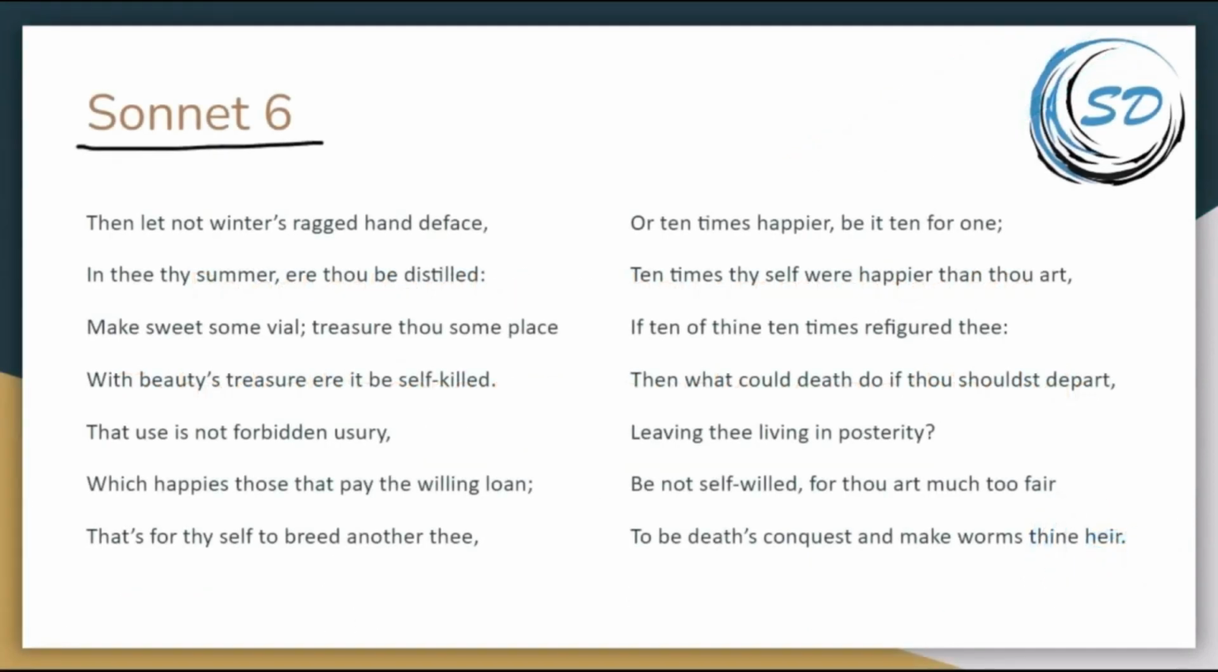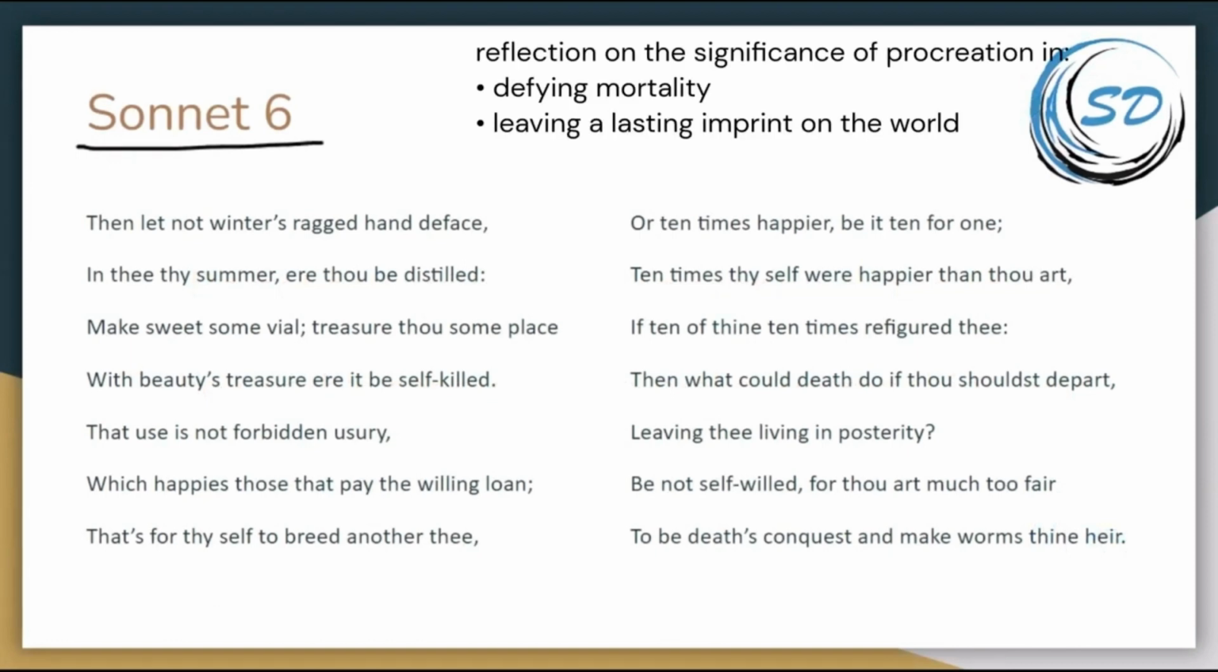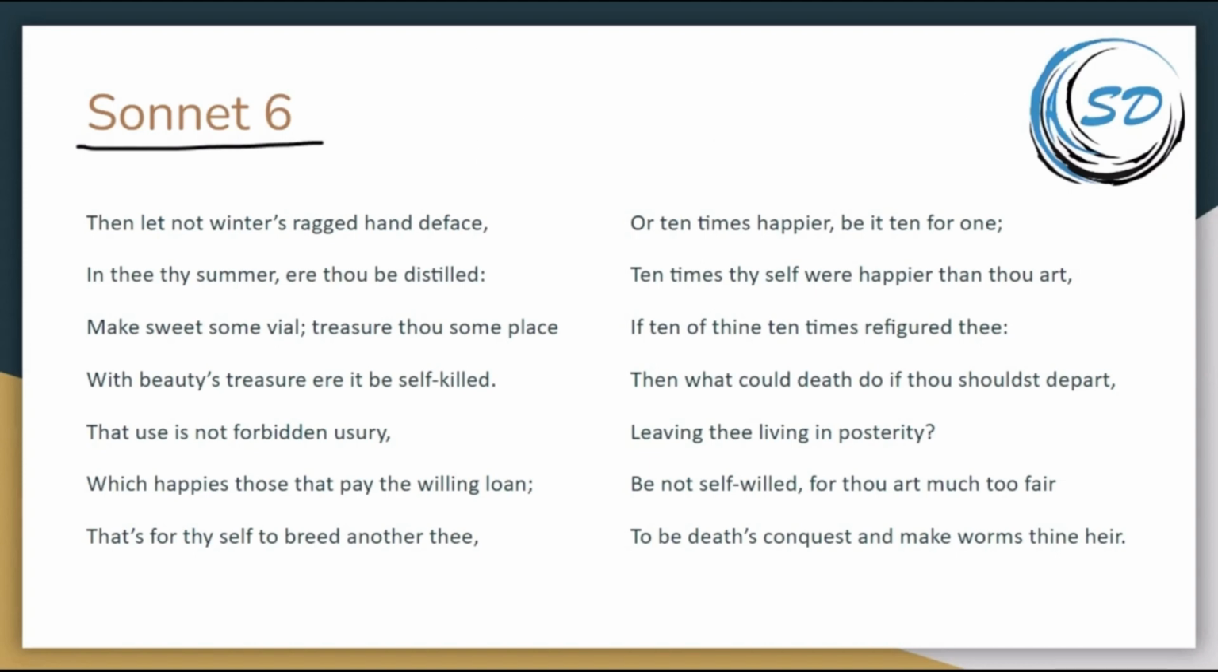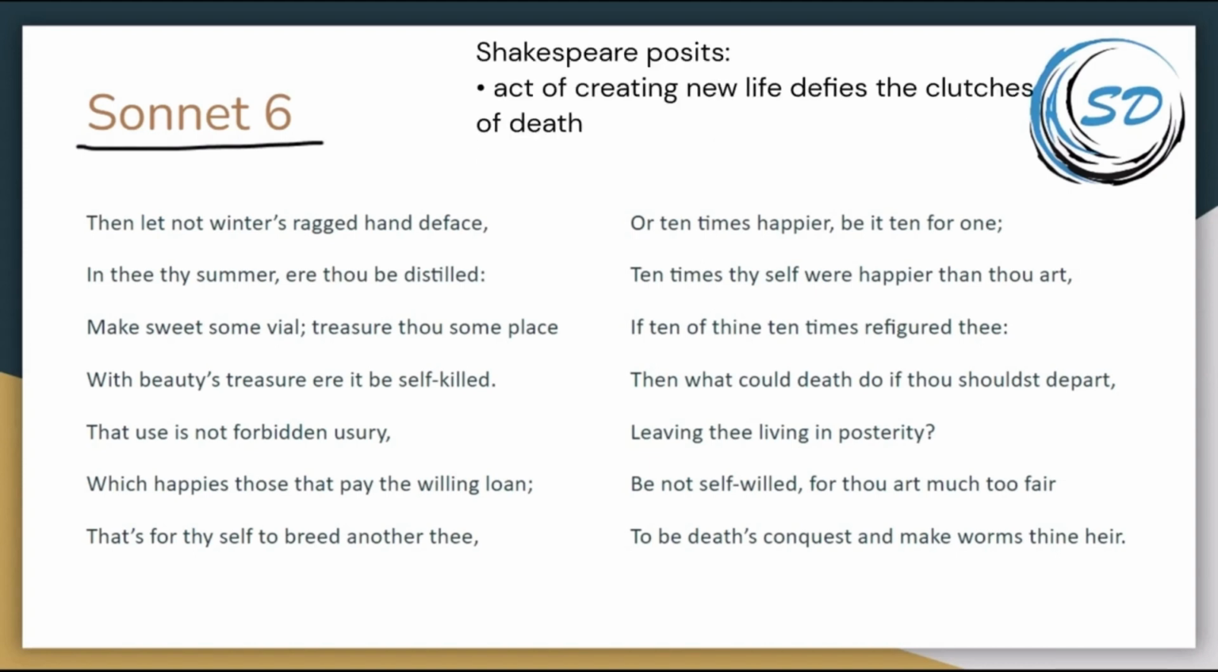Sonnet 6 leaves us with a poignant reflection on the significance of procreation in defying mortality and leaving a lasting imprint on the world. Shakespeare reminds us that our beauty and essence are meant to be passed on, ensuring our existence lives on through the generations. Shakespeare posits that through the act of creating new life and leaving a lasting impact, we can defy the clutches of death and make our mark on the world.